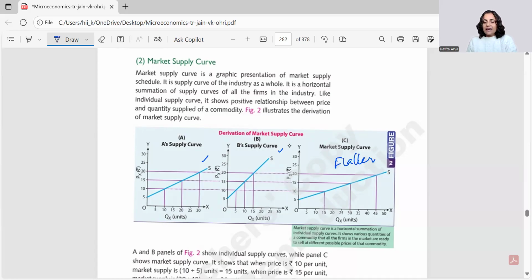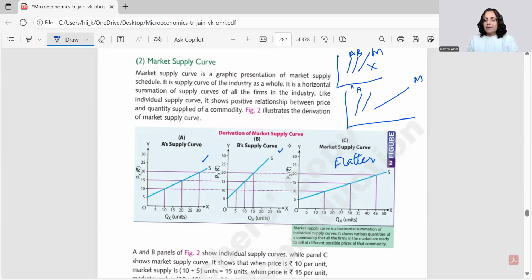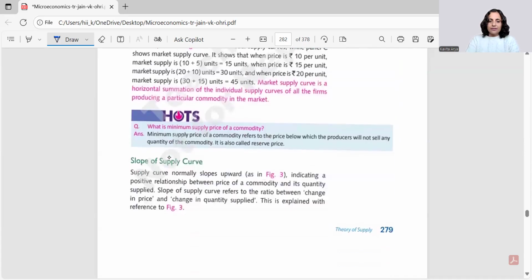You must understand that whenever you are making the individual curves in one particular frame, you can't draw it this way, that this is A, this is B, this is market. No, it will be taken as wrong. If this is A and this is B, then the market should be flatter. This is the correct presentation, supplied by A and supplied by B. Okay. So these are steeper and the market curve is flatter.